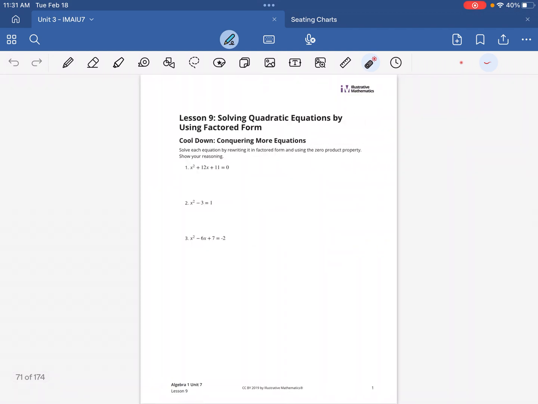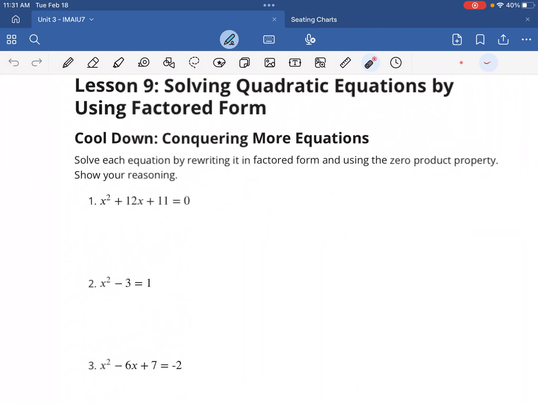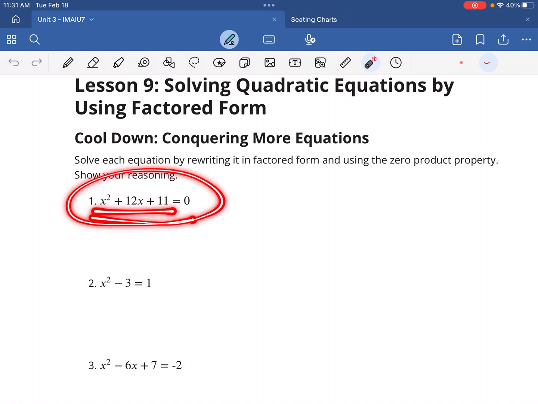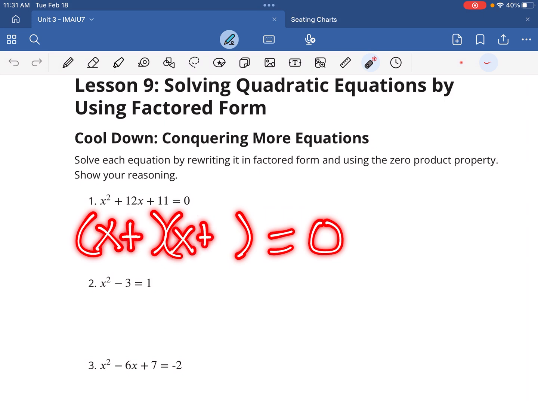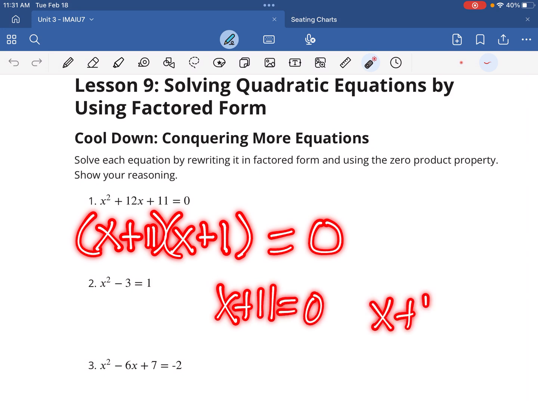Now, we can use this on these cooldowns. Well, first of all, this right here, it's a quadratic equal to 0. If we can rewrite this in factored form, then we could take each of those factors and set them equal to 0. So numbers that add up to 12 and multiply to 11 would be 11 and 1. And what you would do then is you would take x plus 11 equals 0 and x plus 1 equals 0. Because if either of those is equal to 0, then the whole expression is equal to 0. And then you can solve each of those equations separately.